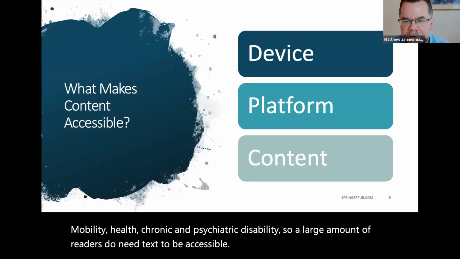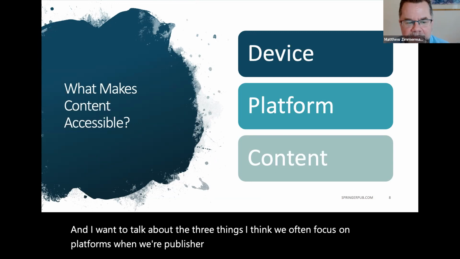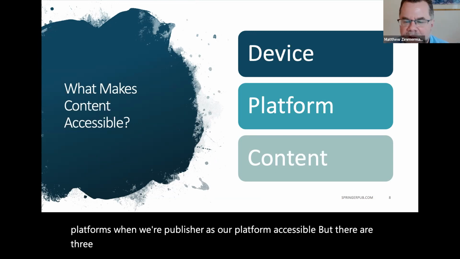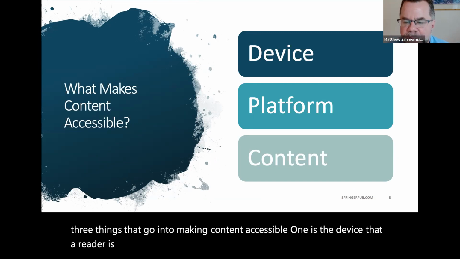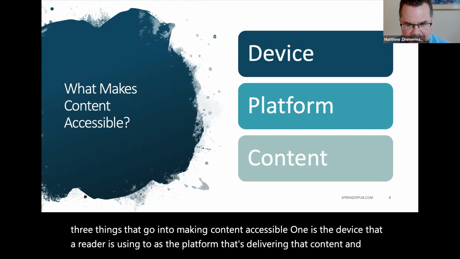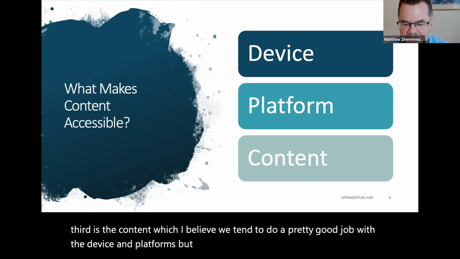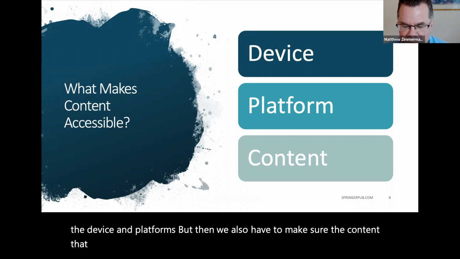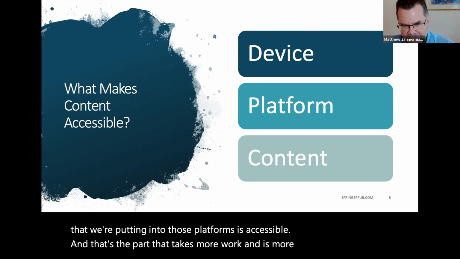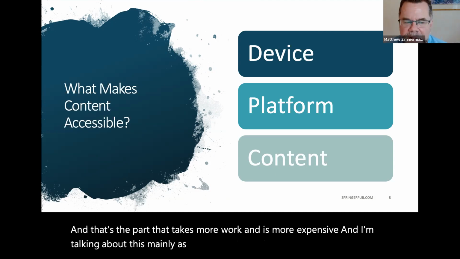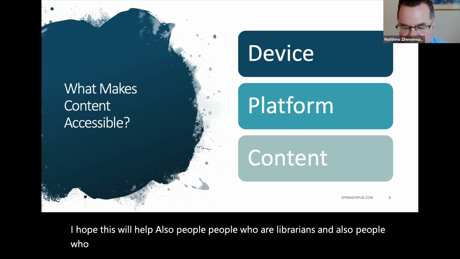I want to talk about 3 things. I think we often focus on platforms when we're a publisher: is our platform accessible? But there are 3 things that go into making content accessible. 1 is the device that a reader is using. 2 is the platform that's delivering that content. And the 3rd is the content. I believe we tend to do a pretty good job with device and platforms, but then we also have to make sure the content that we're putting into those platforms is accessible. And that's the part that takes more work and is more expensive. I'm talking about this mainly as a publisher, but I hope this will also help librarians, and authors and researchers who are preparing content.